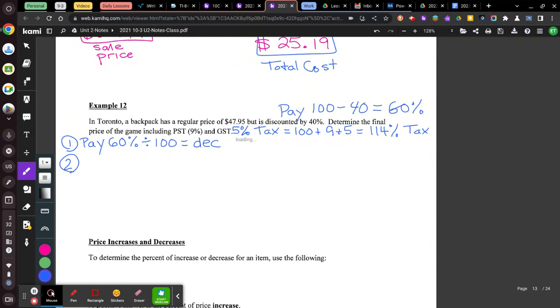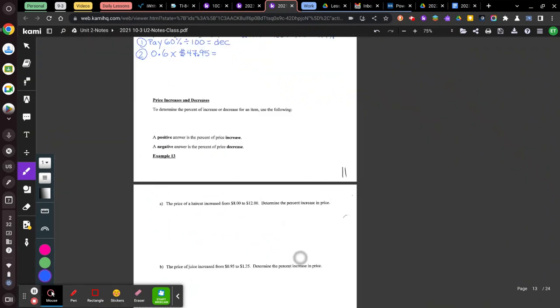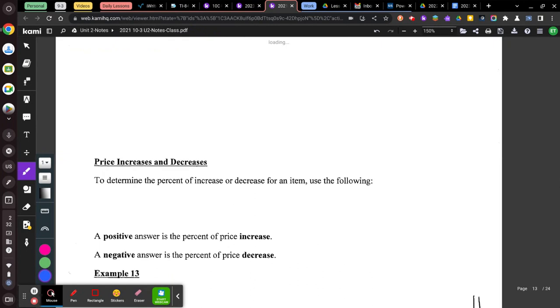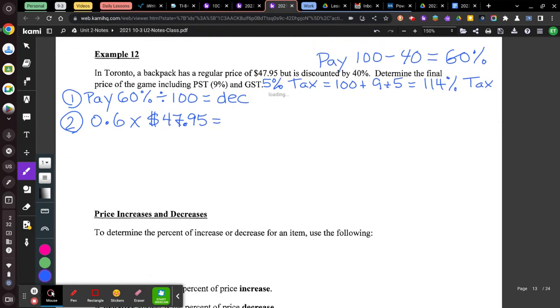Step 2, we're going to take that decimal, 0.6 times the cost, 47.95. Whoa, a little bigger. Here, let's move that up a little bit better. It's not cooperating very well here. There we go. Okay, so now we're going to end up with, we pay $28.77. This equals the sale price.